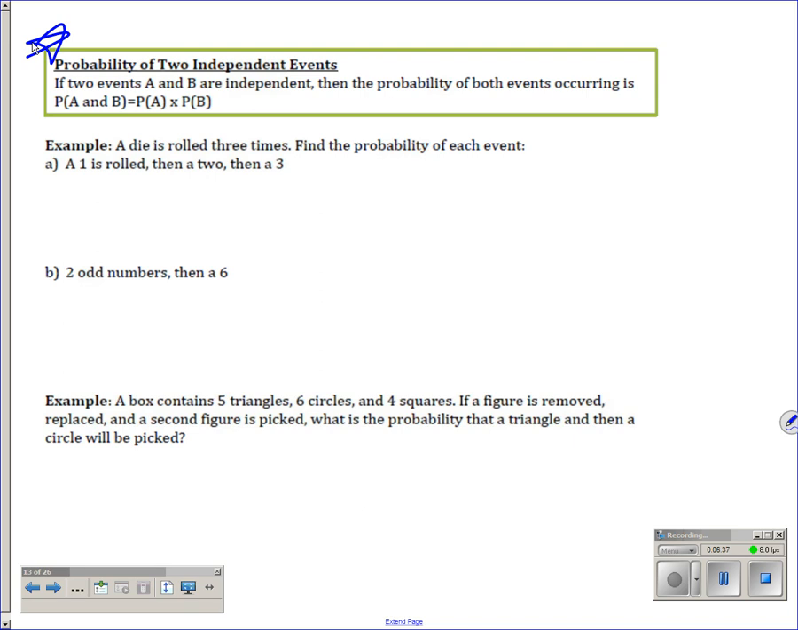The first type I'm going to talk about are "then" statements. The whole front side of your paper is "then" statements. I break them up into 2 categories: 2 independent events, and 2 dependent events. They're really done the same way. Look at the first one here. It says if 2 events A and B are independent of each other, then the probability of both events occurring is just the probability of A times the probability of B. That's it. All you've got to do is multiply.